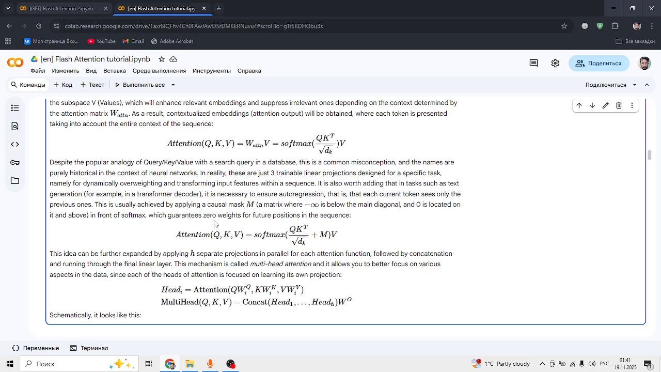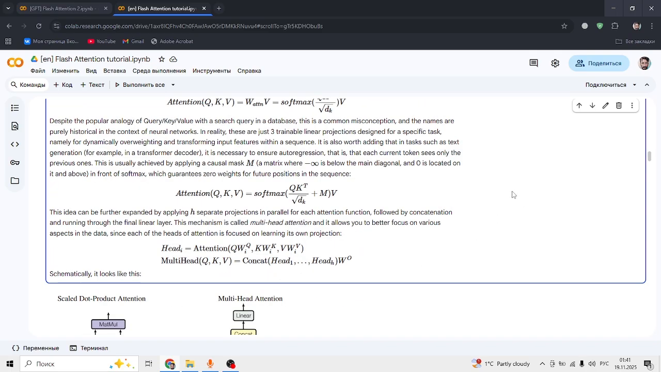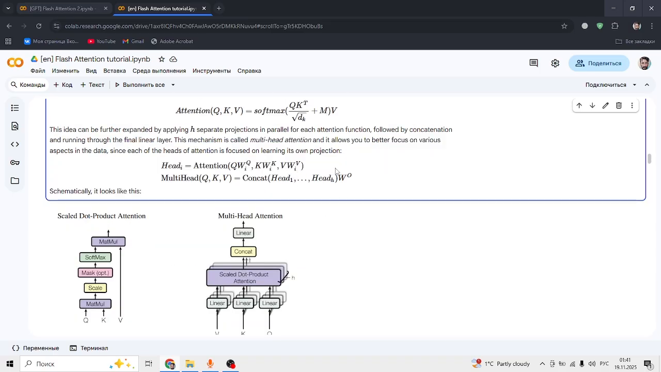And this idea of the attention mechanism in practice is also expanded by applying H separate predictions in parallel, one for each attention function. This mechanism is called multi-head attention, and this approach allows the model to better focus on various aspects in data. That means that each head will be focused on learning its own prediction.